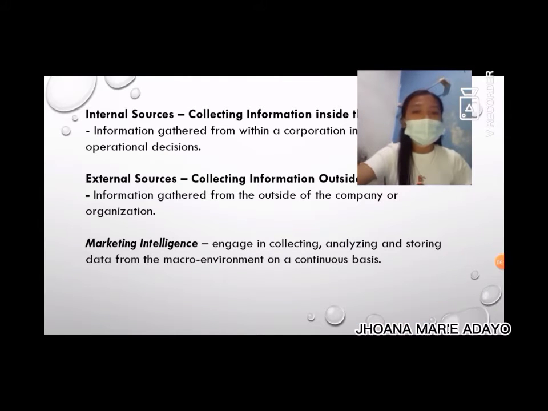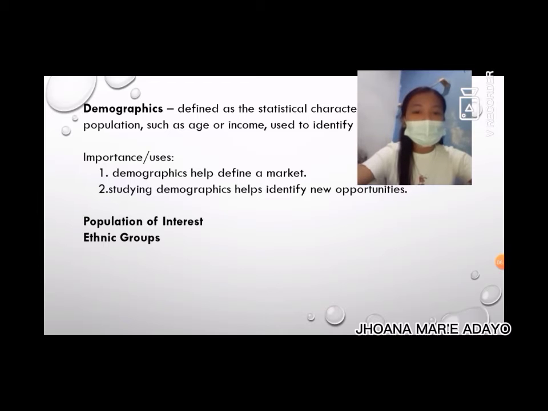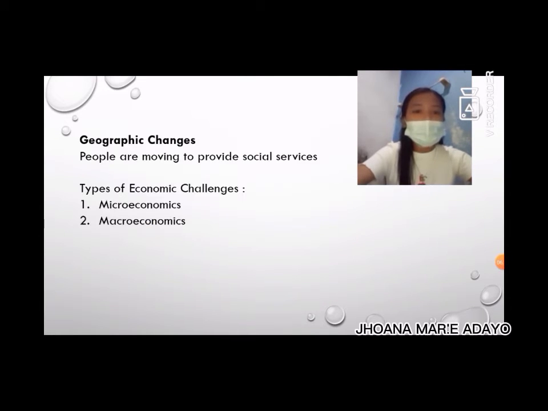Also, the external sources, which is the information gathered from the outside of the company or organization. It is more difficult since the data have much greater variety and the sources are more extensive. So there are many that they should consider. Included here are demographics, population of interest, ethnic groups, and the geographic changes.